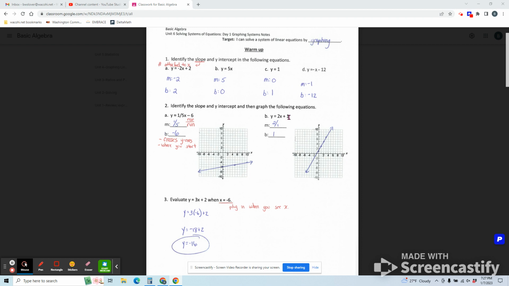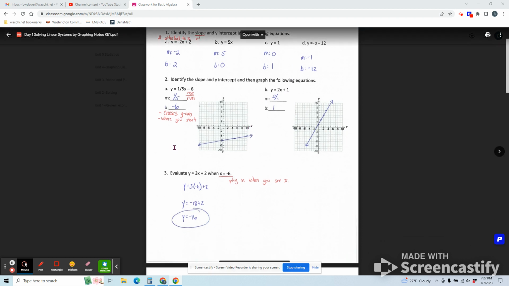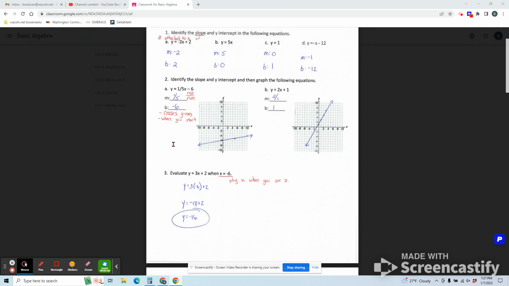The second warm-up question asks you to identify the m and the b and then graph it. So once again, similar to what we did on the review the other day. So we're just identifying the slope. The first one is 1/5, which is rise over run. I'm writing it as a fraction, and I'm reminding myself that I'm going to do two things with that. And then the y-intercept is where it crosses the y-axis and where you start.